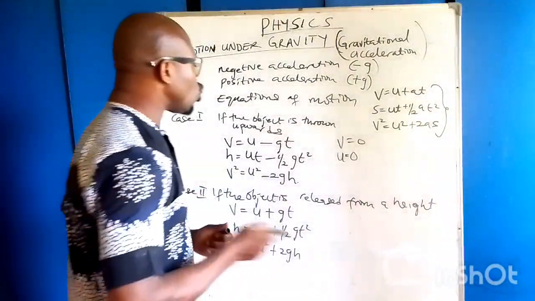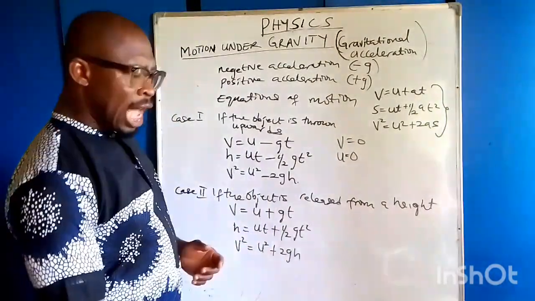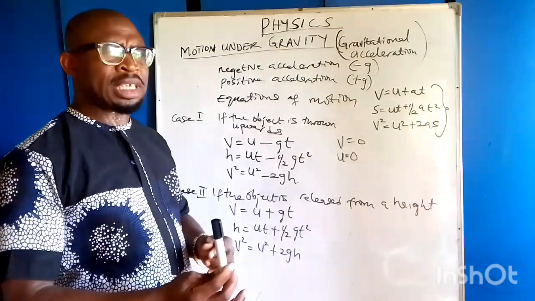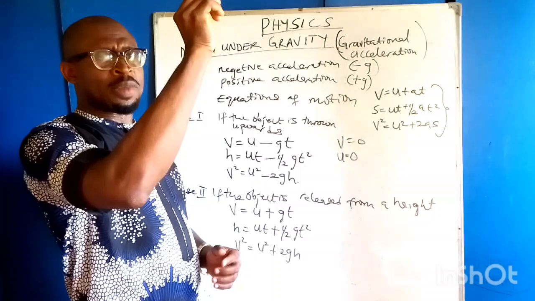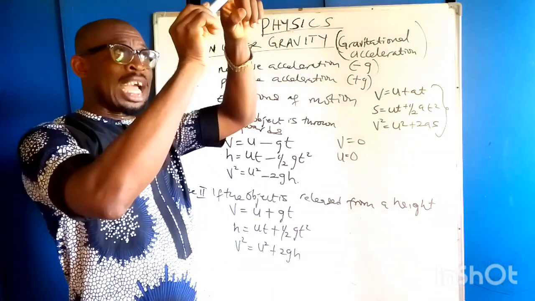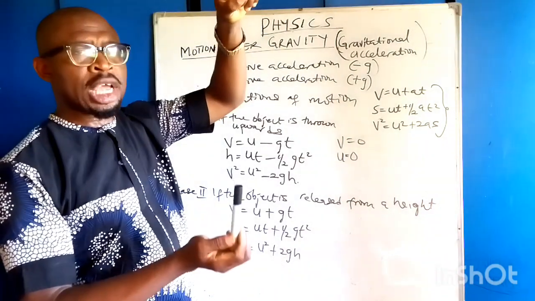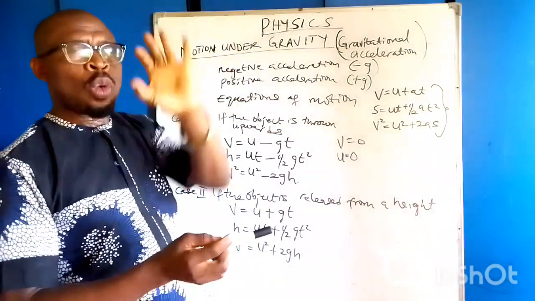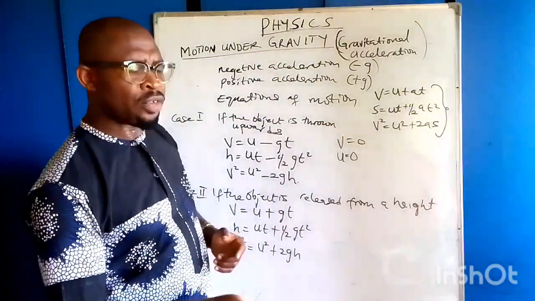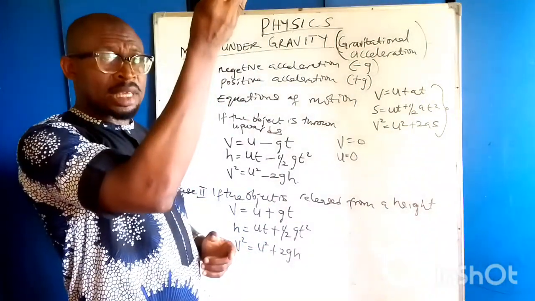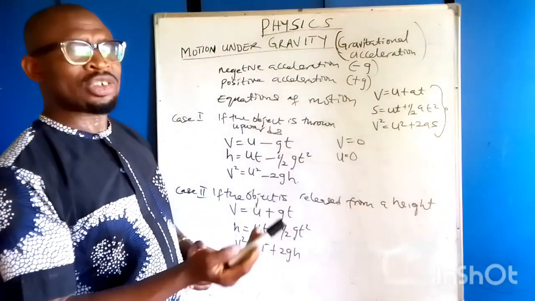Now the third thing I want us to take note of is the time of flight. Assuming I throw this up, the time taken for this object to get to the maximum height is equal to the time taken for it to return to the same height from which it was projected. In other words, we have what we call time of ascent and time of descent. Time of ascent is the time taken from where it is to the maximum height, while the time of descent is from the maximum height to when it returns or strikes the ground.